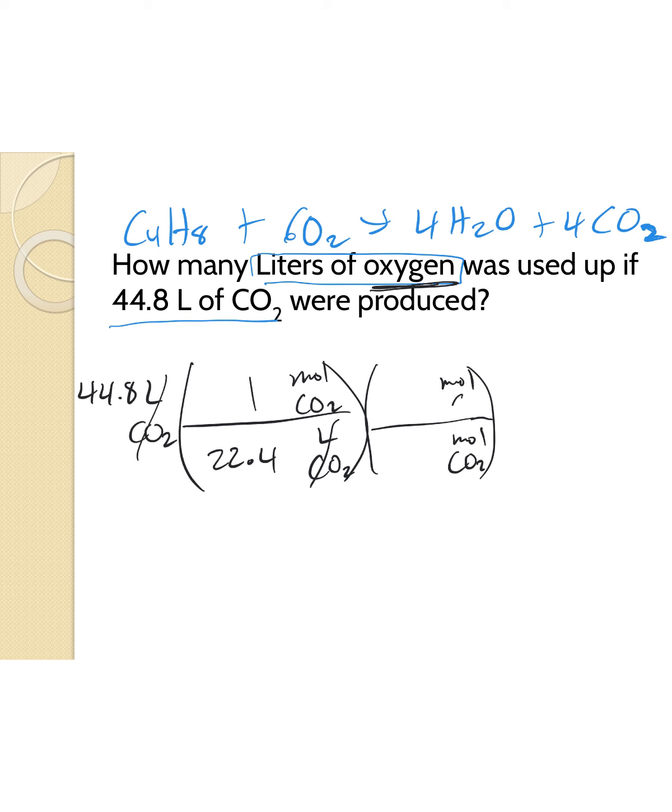And here I'm going to oxygen, so I put in O2. So the top one will most likely be the chemical that you're going to. And the number in front of oxygen is a 6. And the number in front of CO2 is a 4. Cross out my unit. Have I reached my goal? No. Because my goal is liter of oxygen. So I do one more bracket.